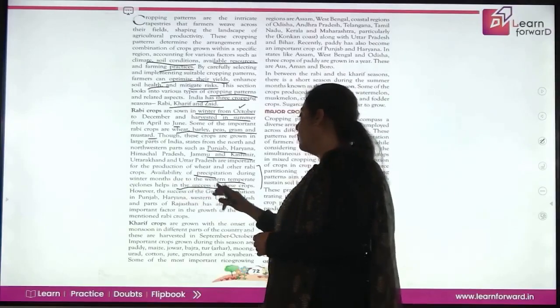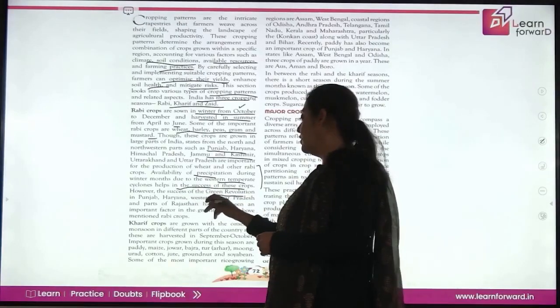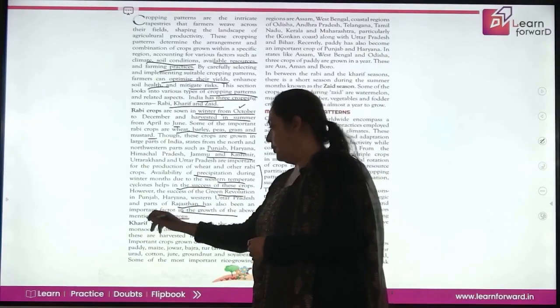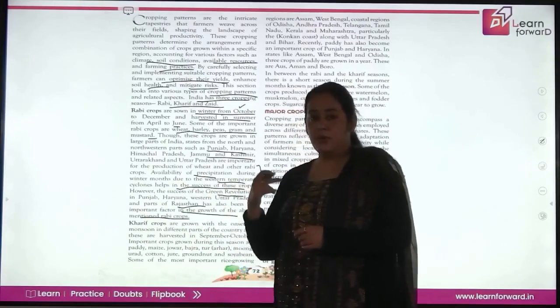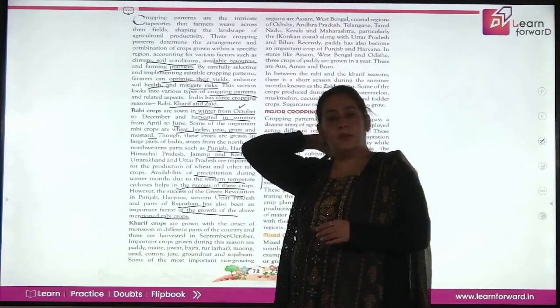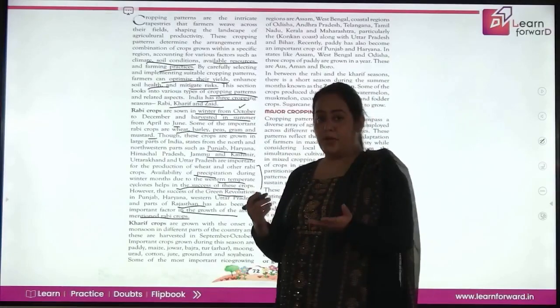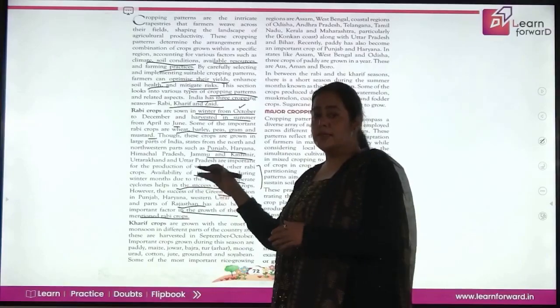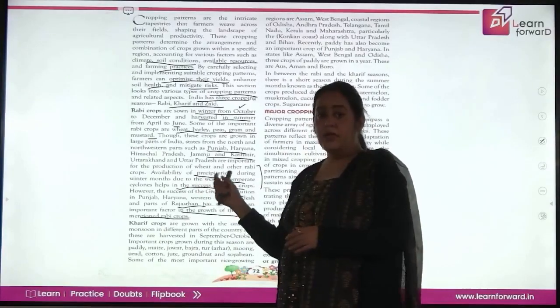However, the success of the green revolution in Punjab, Haryana, Western Uttar Pradesh and parts of Rajasthan has been an important factor in the growth of the above mentioned Rabi crops. So if we recall, in the previous chapter we studied the green revolution that happened in the production of wheat, right? That was very important in helping these states prosper more in the wheat crop.